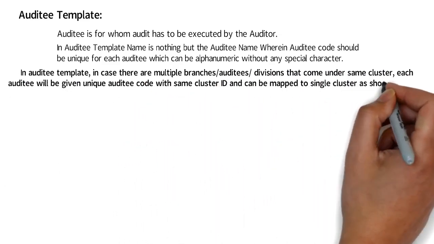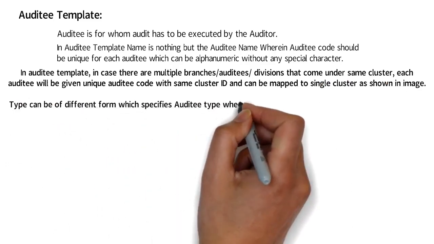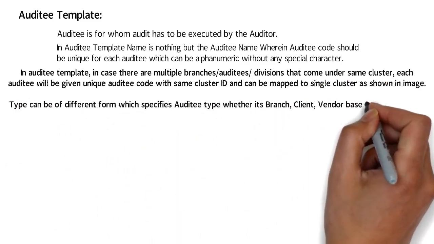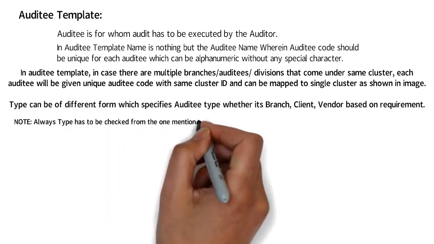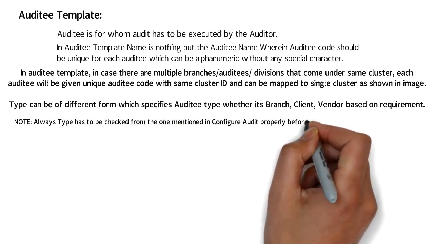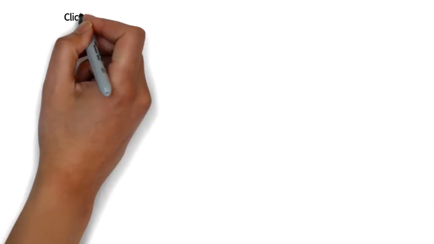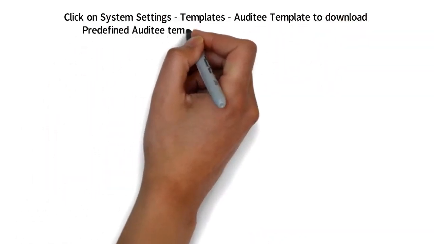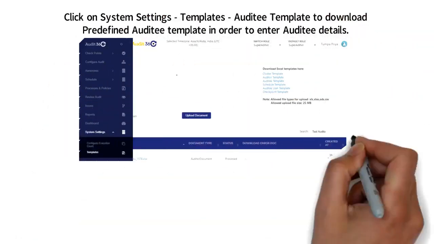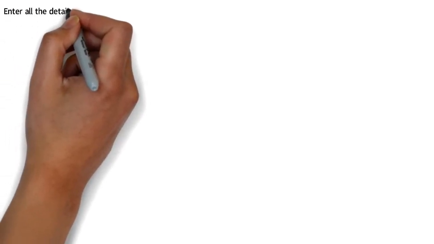Type can be of different form, which specifies auditee type, whether it's branch, client, vendor, based on requirement. Note, always type has to be checked from the one mentioned in Configure Audit properly before uploading, else it would fetch an error. Click on System Settings, Templates, Auditee Template to download predefined Auditee template in order to enter auditee details. Enter all the details of auditee.